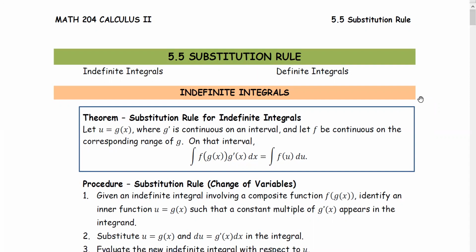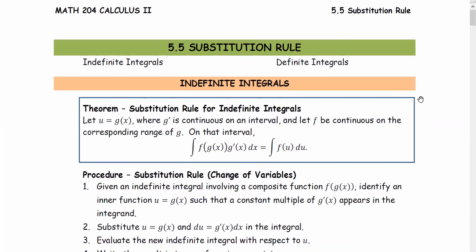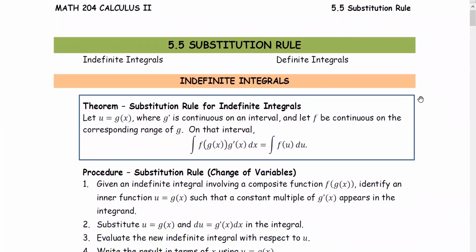Hi, in this video, we will talk about the substitution rule, which is one of the techniques of integration. There are two parts for this package. The first one, we will see the indefinite integrals, and the second part will be the definite integrals. Let's get started.